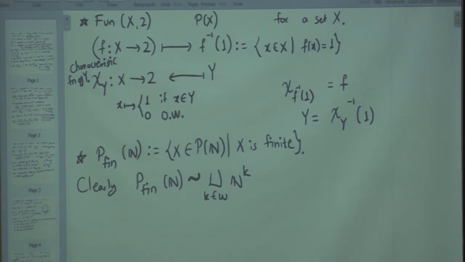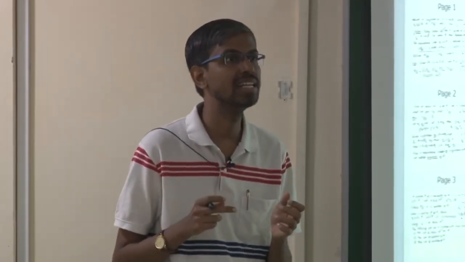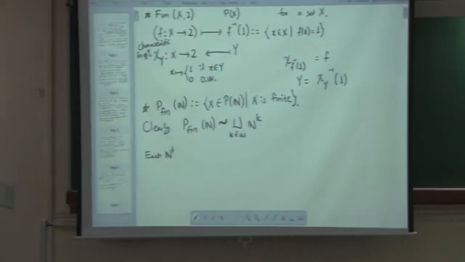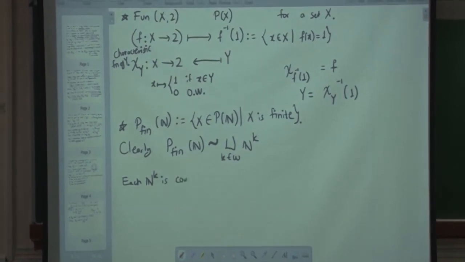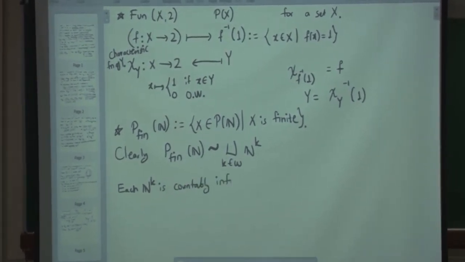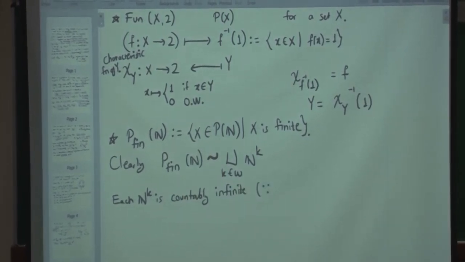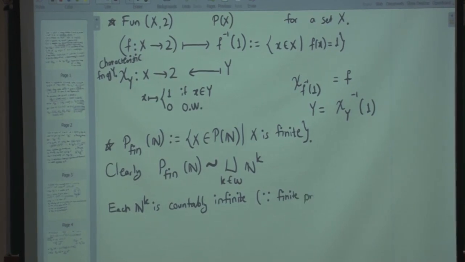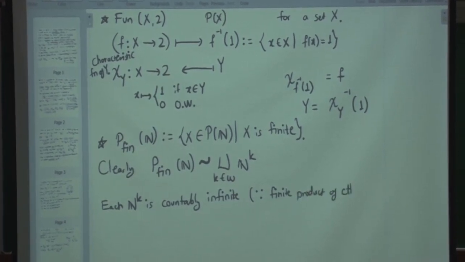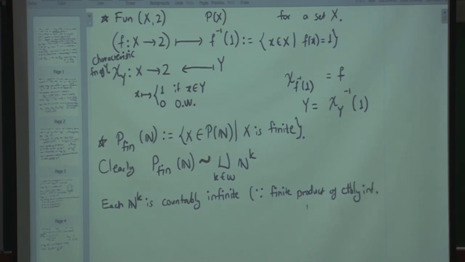Now, is N to the power k countably infinite? Yes. Why? N to the power k is N cross N, k times. Because N is countably infinite, a finite product of countably infinite sets is again countably infinite. Therefore, each N to the power k is countably infinite. What is the argument? That a finite product of countably infinite sets is again so.